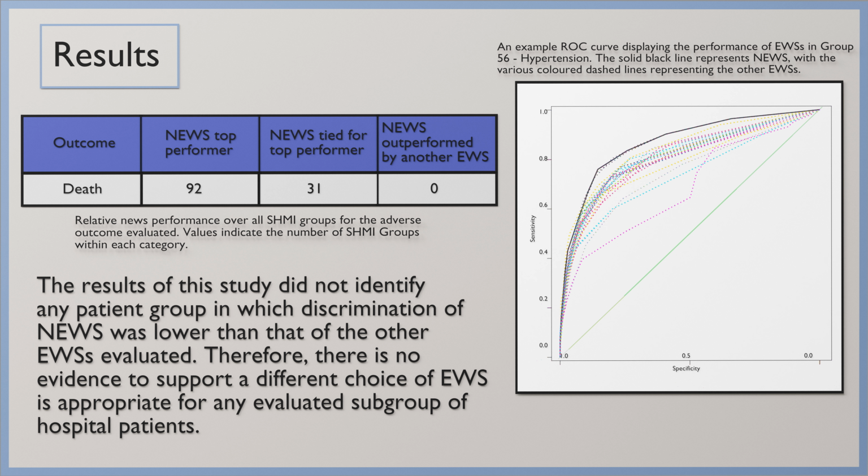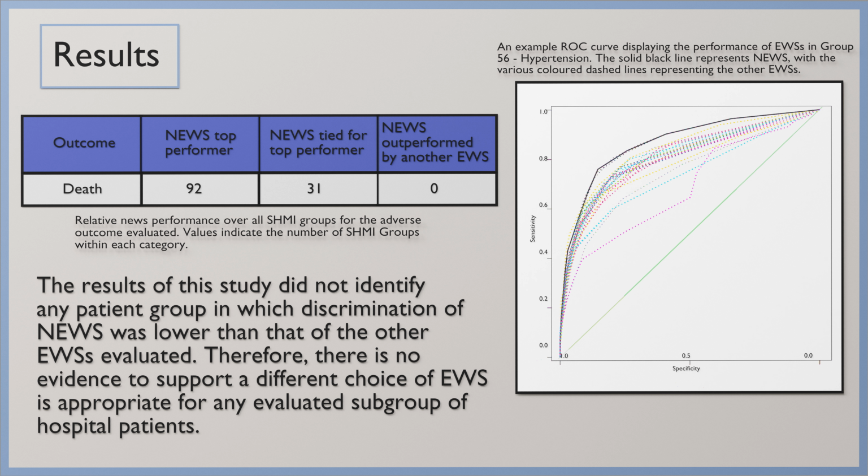The graph on the right is an example of a ROC curve, which graphically displays the performance of each of the early warning scores within the group of patients with hypertension-related diagnoses in this example. The solid black line represents NEWS performance, while the various coloured dashed lines represent that of the other early warning scores. NEWS was among the top performers within this group, being both sensitive, identifying the majority of patients who would die within 24 hours, while also being specific in that it minimised the number of patients that it incorrectly identified as at risk of death within 24 hours. This is important, as incorrect identification of deteriorating patients increases workload for clinical staff and can cause alarm fatigue.